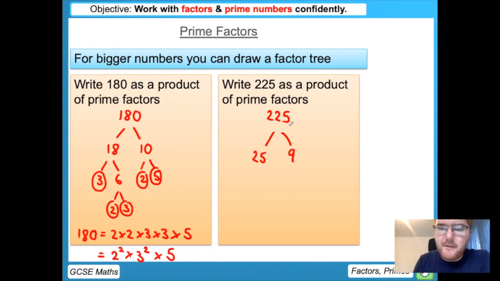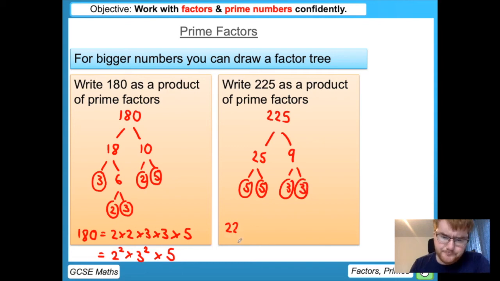Now, if you want to divide by 5, that's absolutely fine as well. You'll get exactly the same answer at the end. 25 is not prime. It's equal to 5 times 5. And 9 is not prime because that's equal to 3 times 3. But all these numbers are prime numbers. So we circle them.